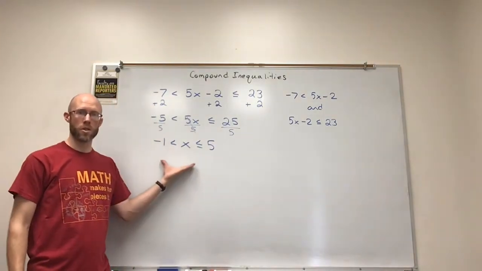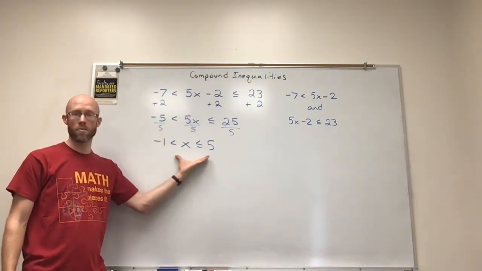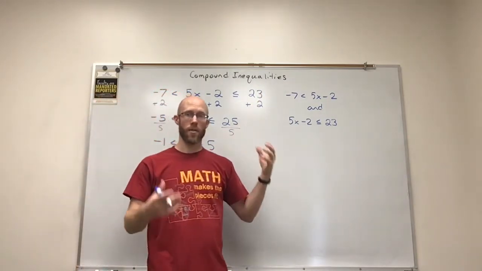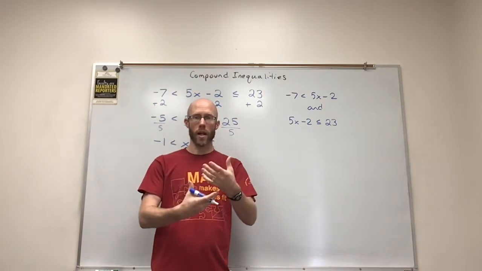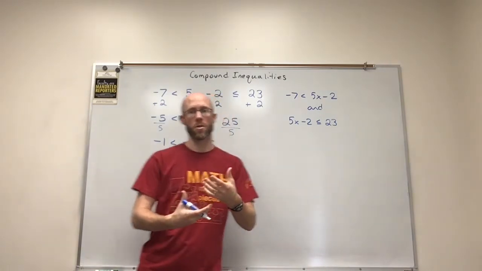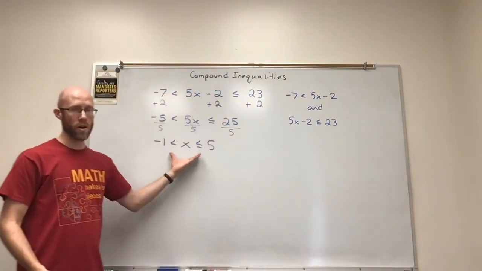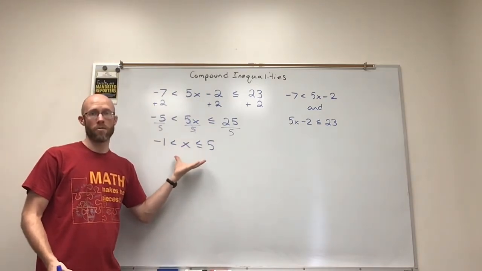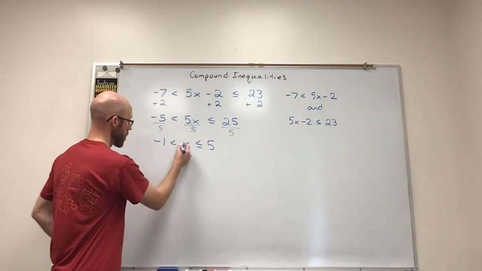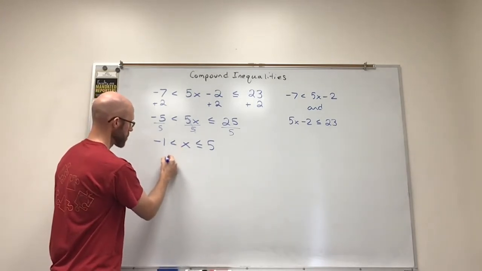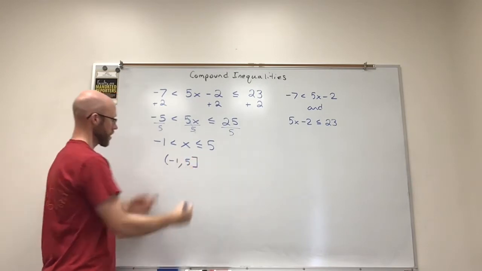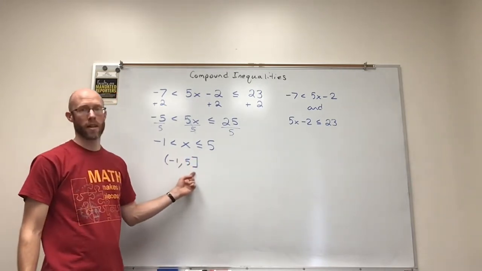Okay, so my solution then, the overlap, is just this interval. And I don't actually have to worry about solving them individually and then looking at the overlap of their intervals. All I really have to do is solve it once, and then the overlap is already done for us, essentially. Okay, so now all I have to do is put this in interval form, -1 to 5, using a parenthesis on the -1 and a bracket on the 5.